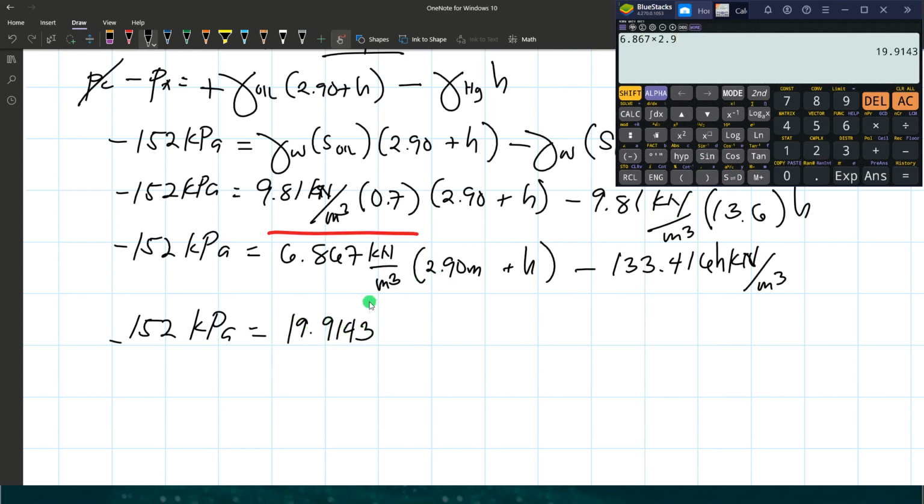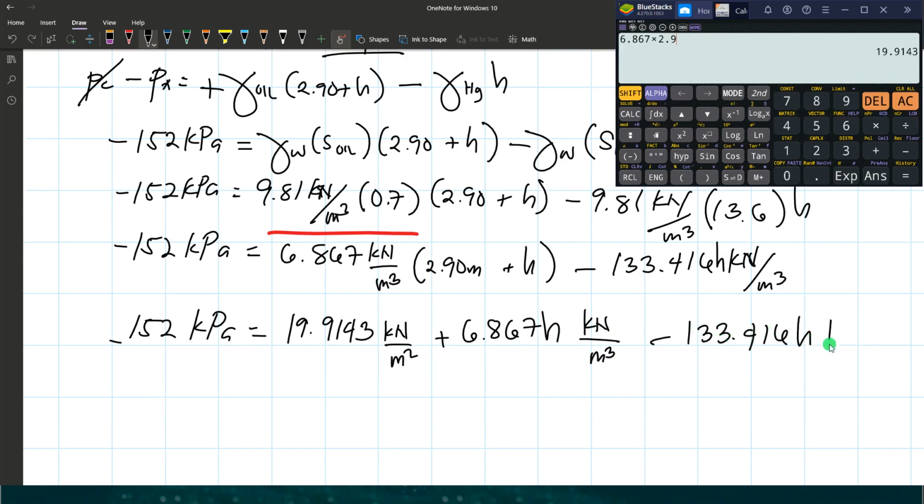19.9143. So the unit will be kilonewton per square meter. Then multiply again 6.867 to each, just multiply by H, unit kilonewtons per cubic meter. Minus, we have 133.416 H kilonewtons per meter.